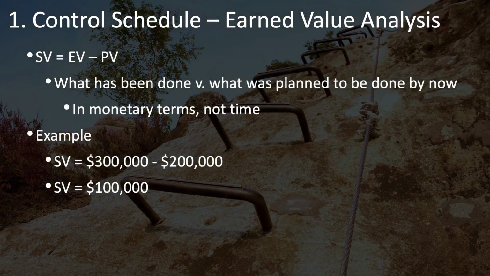Now we can calculate schedule variance, which is your earned value minus your planned value. It's the difference between what's been done and what was planned to be done by now, measured in terms of money, not time. In our example here, we have an earned value of $300,000 because that's how much we had budgeted to spend on the work that's been done so far, minus $200,000 because we'd only planned on completing $200,000 worth of work, which means our schedule variance is a positive $100,000, indicating that we are ahead of schedule.